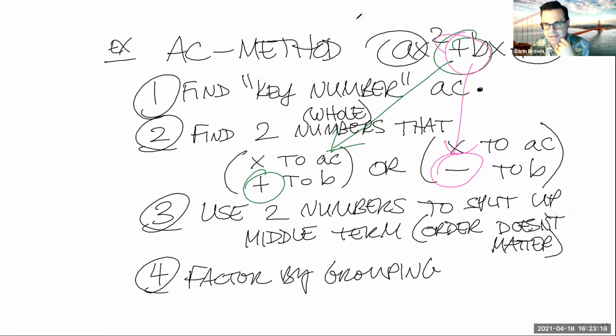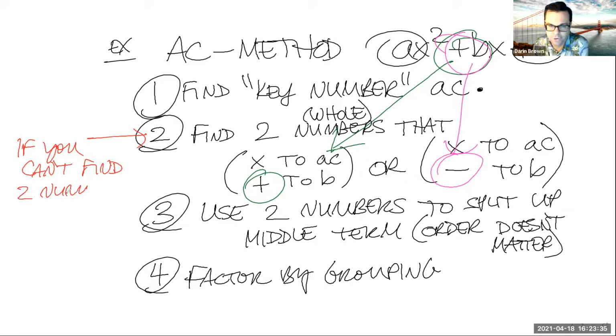Now, the key is at this step here, at number 2, find these 2 numbers. This is the hardest part. If you can't find these 2 numbers, so if those 2 numbers don't exist, then it's prime. So you can definitely conclude that this quadratic trinomial is prime.